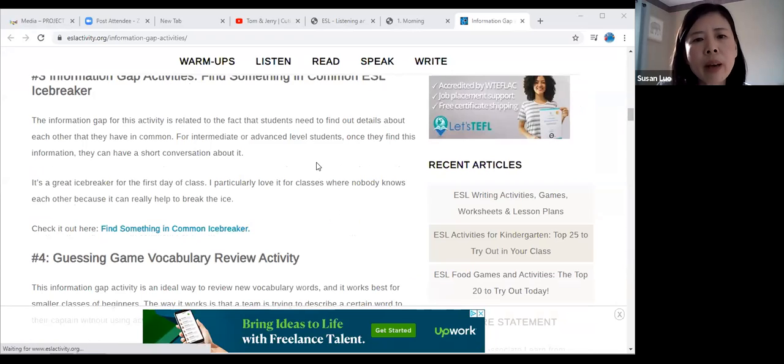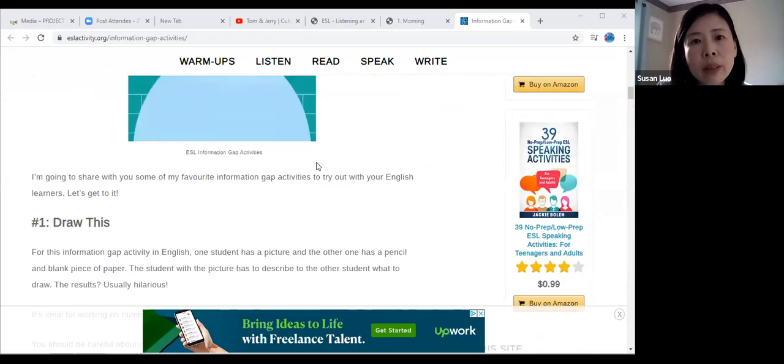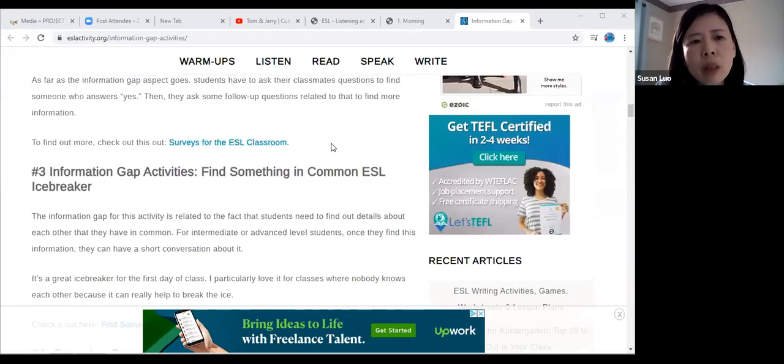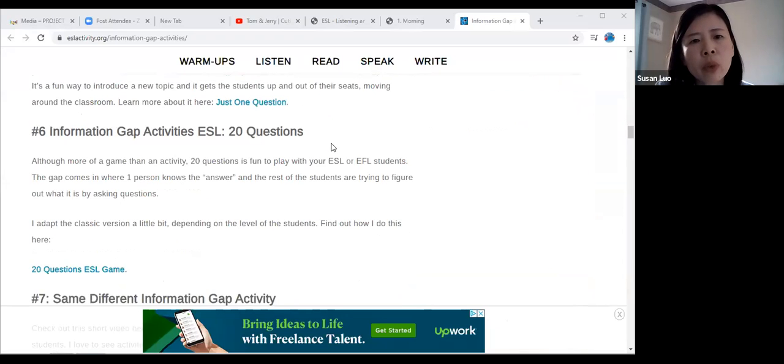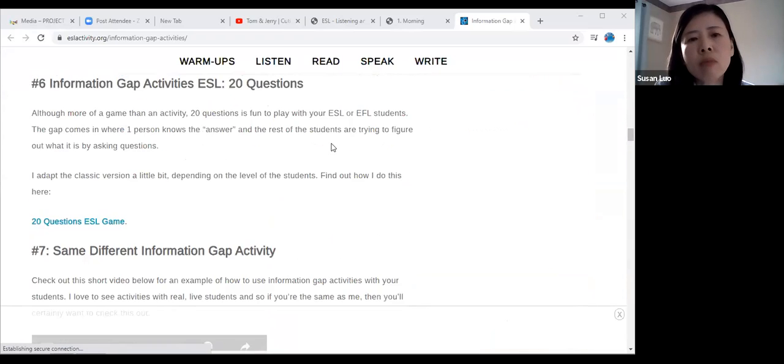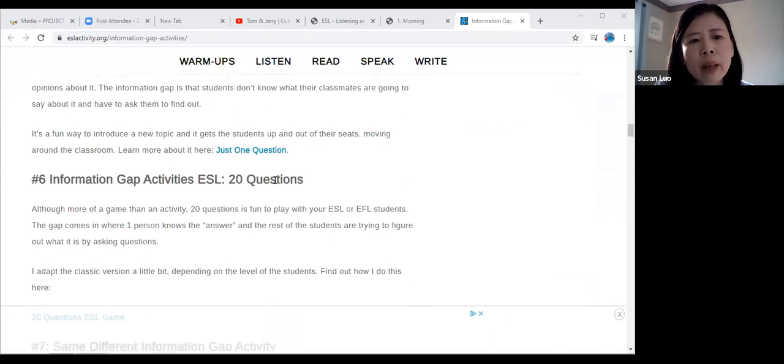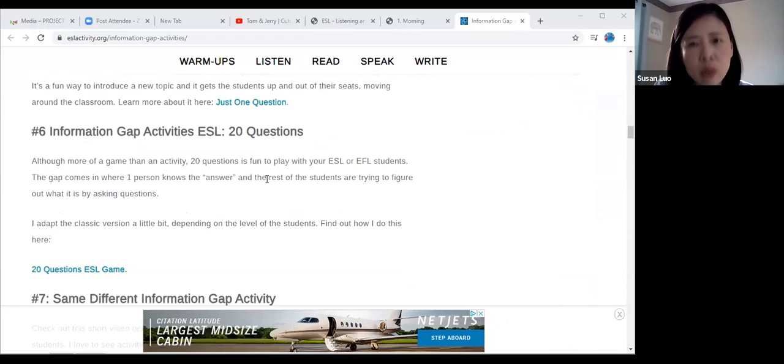This is information gap, and this website will also be listed there. You won't take too much time to go through 10 activities. You can take turns to use them. And for each activity, the introduction is very short. You don't have to feel overwhelmed. Okay, that's the purpose here.